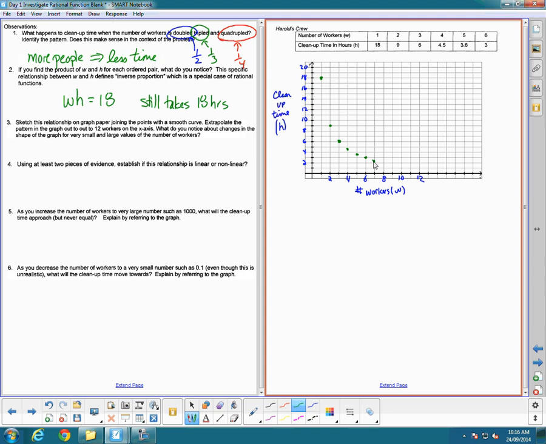Sorry, that was 7. That's for 8 people. 2.25. 10 people, it would take 1.8. And I'm getting this by taking the 18 hours and dividing it by the 10 people, so that's 1.8. 18 hours divided by 11 people is 1.67. So I've got a couple of points here. And I think it's pretty safe to say that we all recognize this pattern as a nice smooth curve that goes like this.